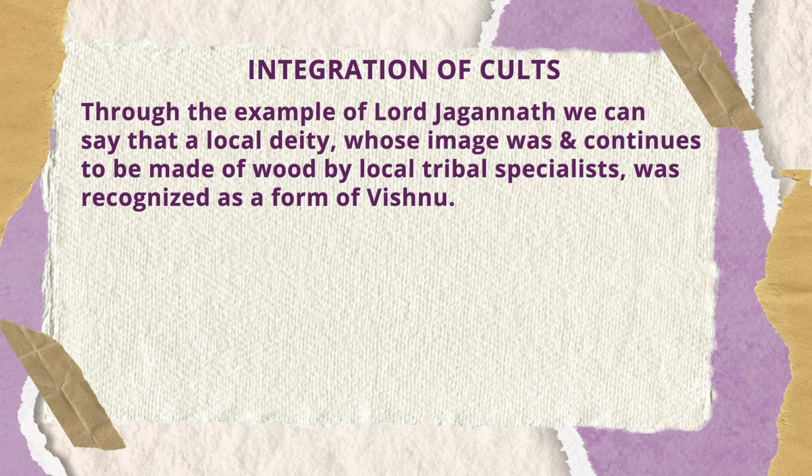One of the most striking examples of this process, that is assimilation of local practices of other social categories, is evident at Puri, Orissa, where the principal deity was identified by the 12th century as Jagannath, literally the Lord of the world, a form of Vishnu. Through the example of Lord Jagannath, we can say that a local deity whose image was and continues to be made of wood by local tribal specialists was recognized as a form of Vishnu.